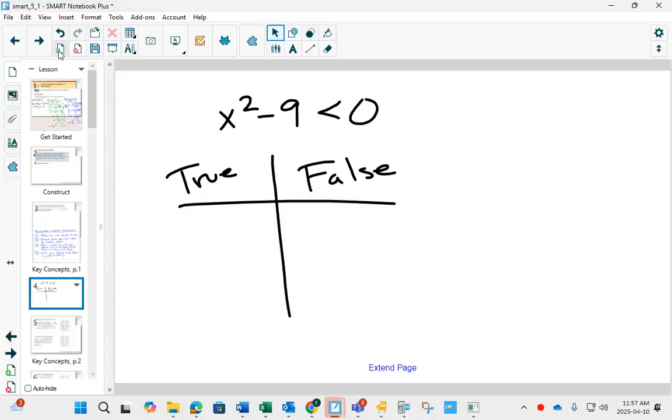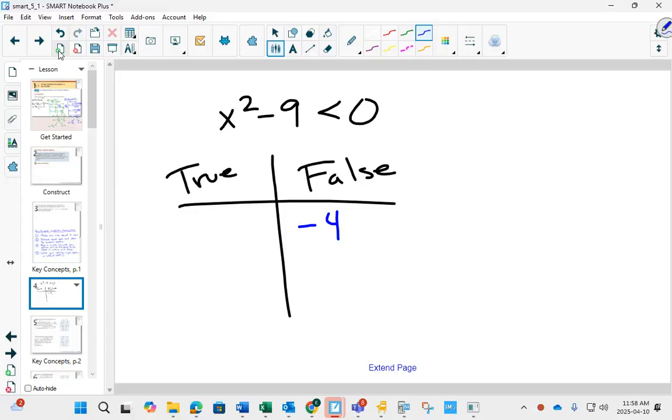So, Audrey, pick a random number. -4. -4 starts us off with a negative, right? Makes this work extra hard. If you plugged in -4 for x, is the answer on this side less than 0? Well, -4 squared would be 16, positive 16. 16 minus 9 would be 7. Is 7 less than 0? No. So we would put -4 on the false side.